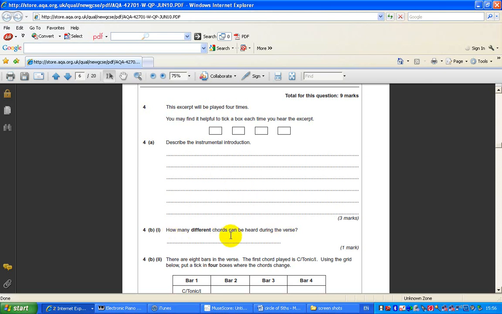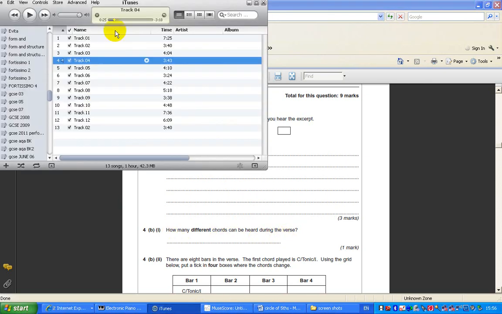Let's go on then to how many different chords can be heard during the verse. Let's go back to the music. I'll just rewind it a little bit and let's listen out for our chords.